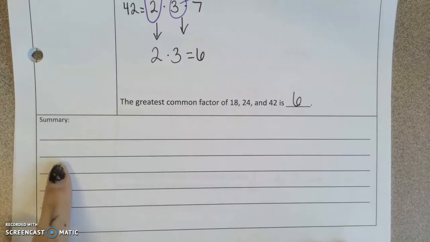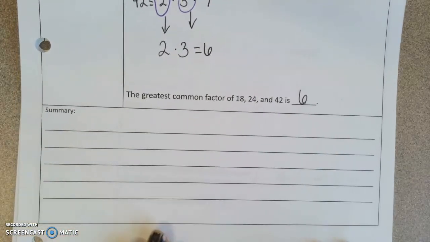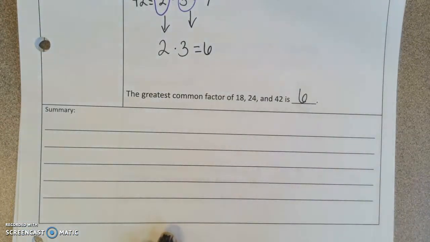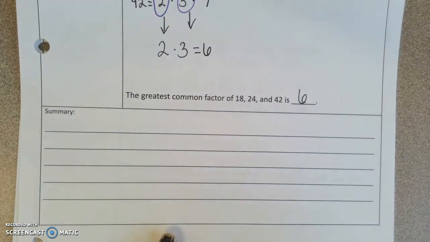The last thing you're going to see in your notes is a summary. We're going to leave that portion blank for now. We will come back to this later, and we'll summarize what we did here after we process greatest common factor and practice that on our homework.